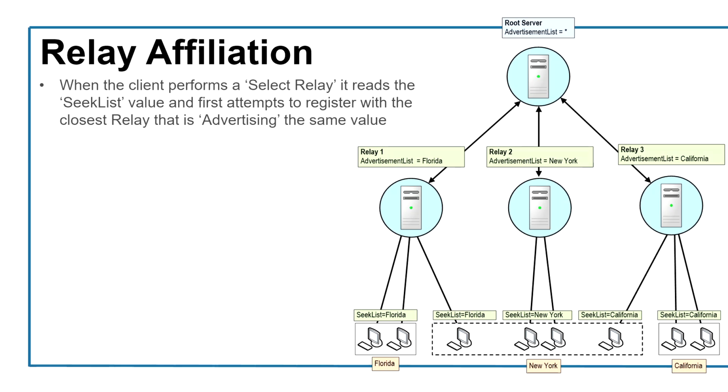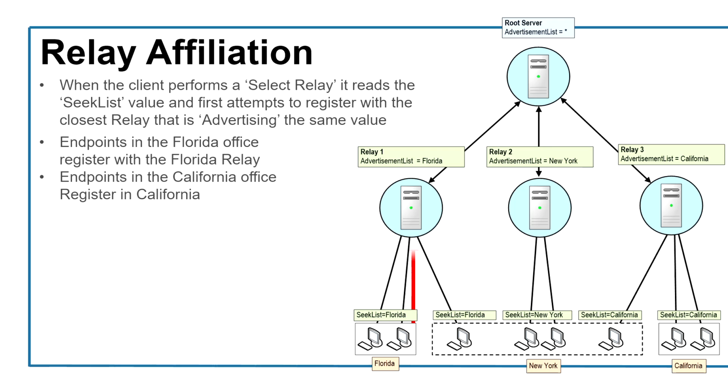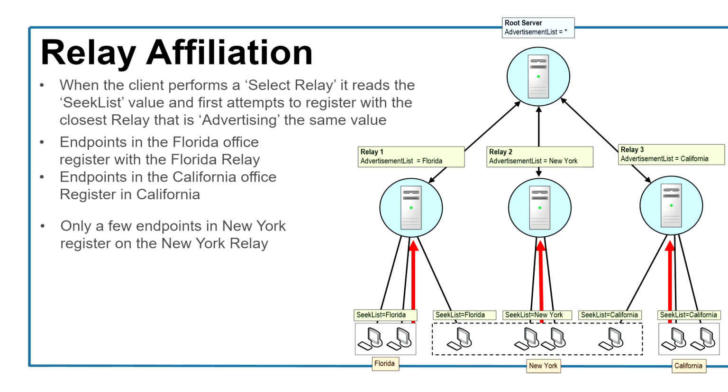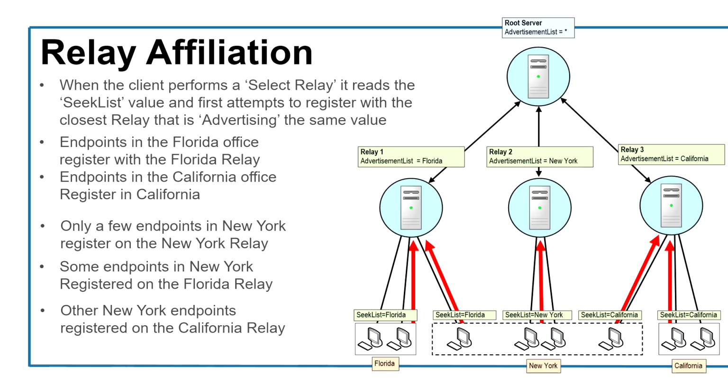When a client configured this way performs a select relay process, it reads the seek list value and first attempts to register with the relays advertising that list. In this way, endpoints in the Florida office can be made to register with the Florida relay, and endpoints in the California office with the California relay. In this same scenario, though, only a few endpoints in New York register on the New York relay, because despite all being physically located in that office, the other endpoints are configured to seek out relays in different locations.